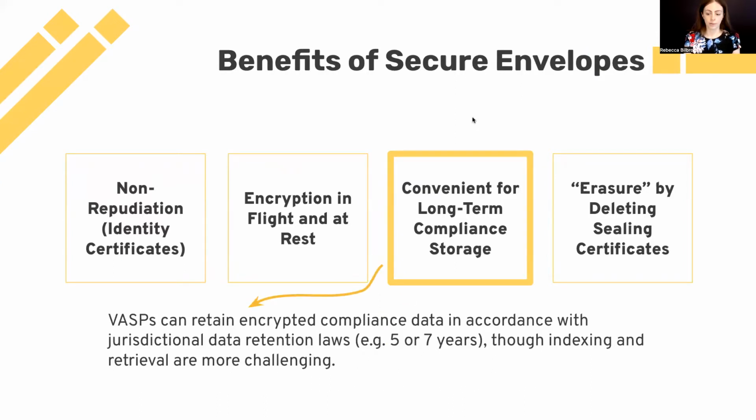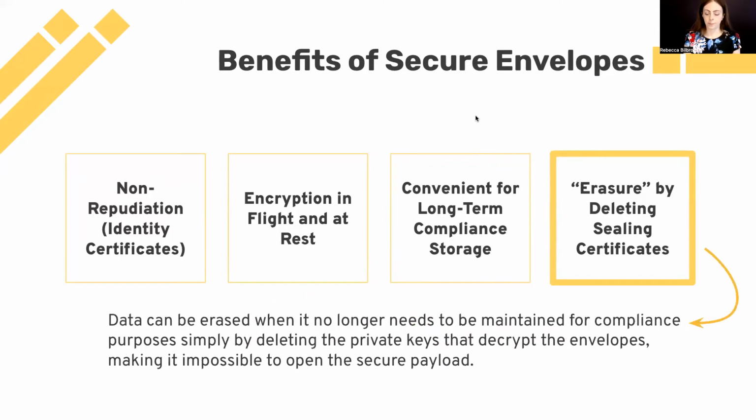Another benefit of secure envelopes is that they are convenient for long-term storage and compliance. VASPs can retain encrypted compliance data in accordance with jurisdictional data retention laws, though indexing and retrieval are a bit more challenging. Finally, one other benefit of secure envelopes is erasure by deleting sealing certificates. Data can be erased when it no longer needs to be maintained for compliance purposes simply by deleting the private keys that decrypt the envelopes, making it impossible to open the secure payload.